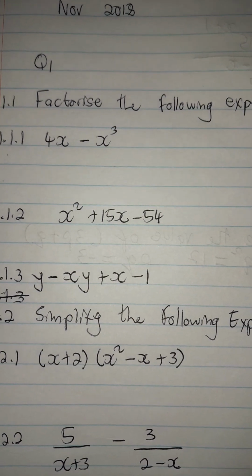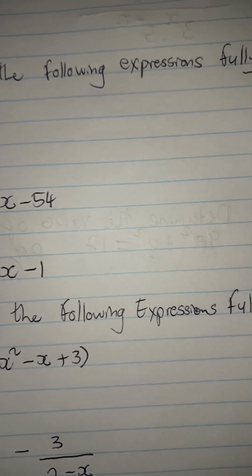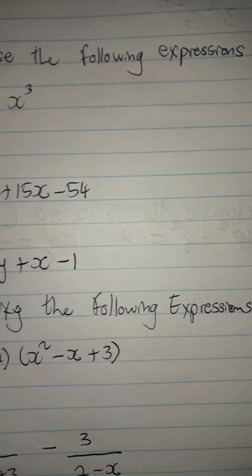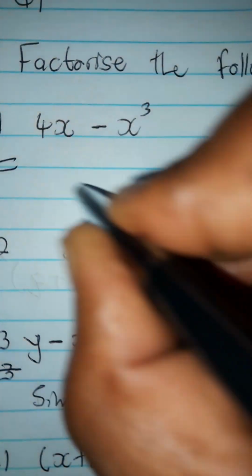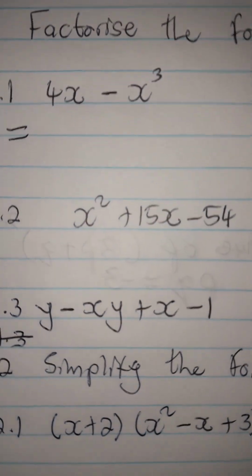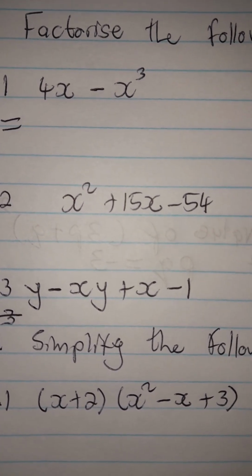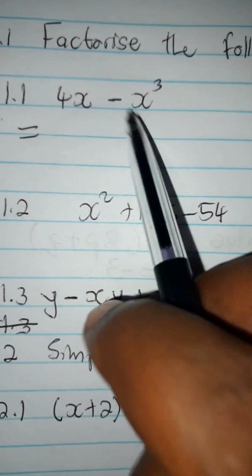Right, let's get started. At 1.1.1, factorize the following expressions fully. How many marks is that? That's 2 marks, okay? So first things first, what type of factorization is this? We can see that this type of factorization is what we call factorizing by a highest common factor, in which here x is the highest common factor.